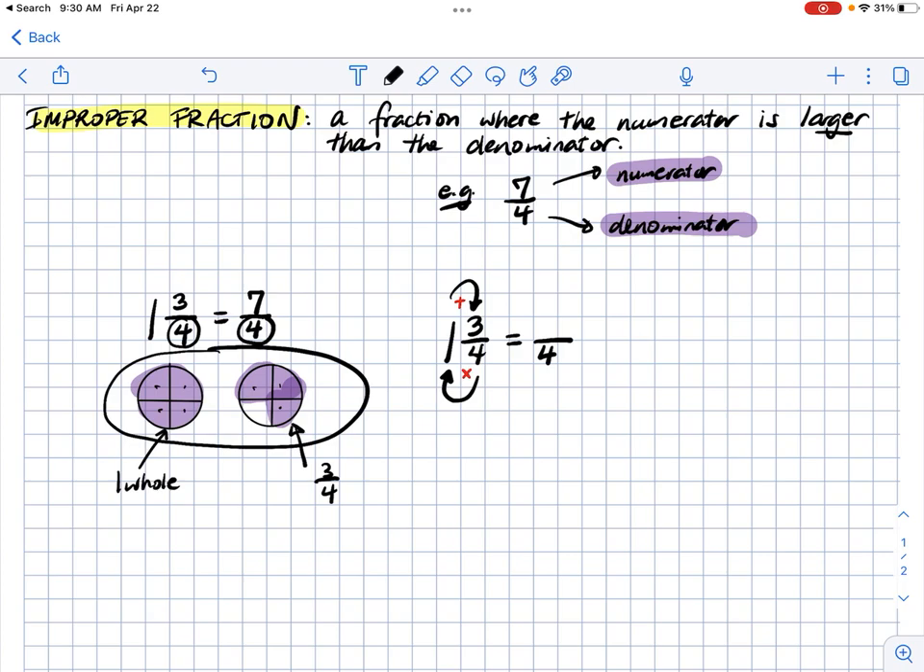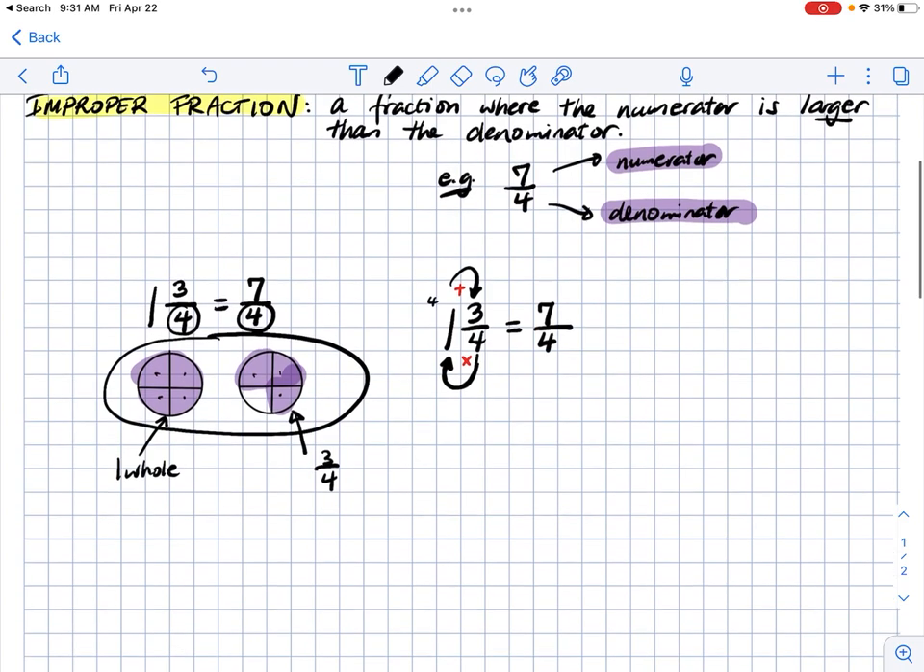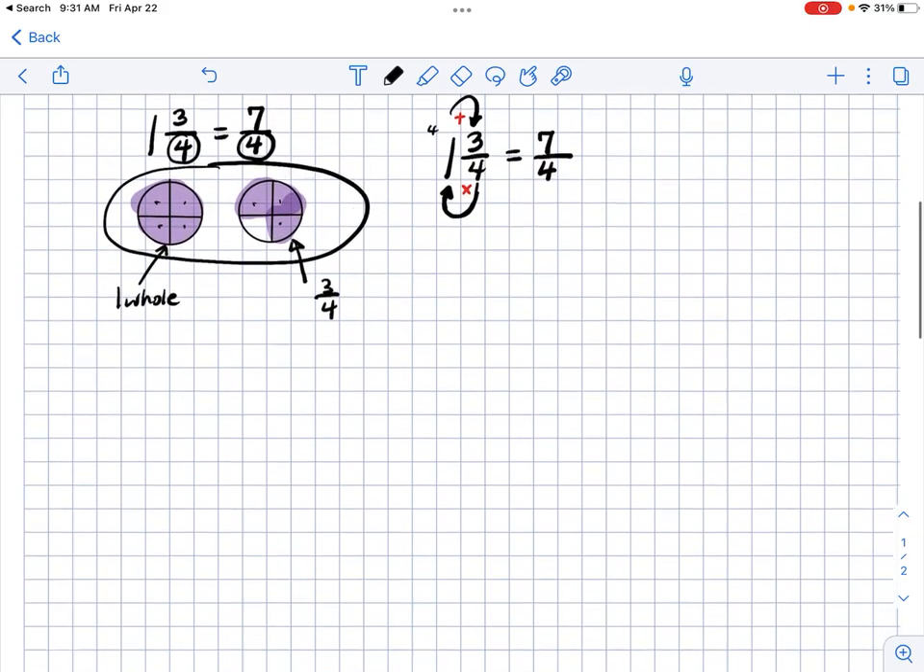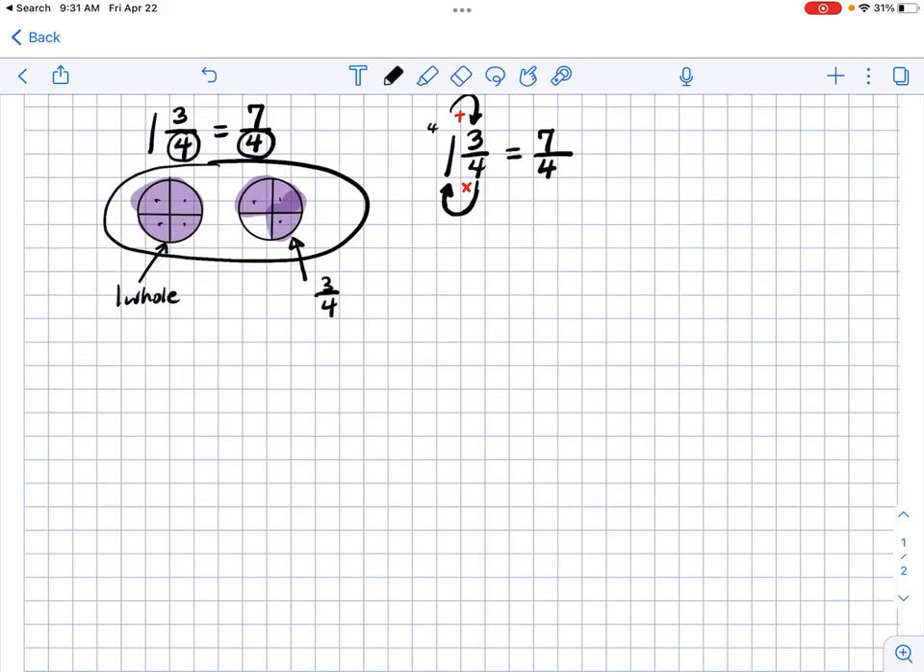So what you're doing is, follow the cycle. What's 1 times 4? It is 4. What's 4 plus 3? It's 7. So that's why the equivalent improper fraction is 7/4. So let's practice this first. I'll give you a few questions here. We have to do this before you're able to compare and order fractions and decimals.